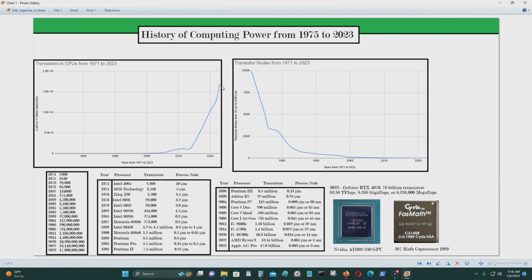And as you can see, this line went up exponentially. As the nodes begin to shrink, you had more powerful CPUs. And this graph is based on transistor nodes from 1971 to 2023. So in 1971, we had 10 micrometers, which is about 10,000 nanometers, and it shrank all the way to 3 nanometers in 2023. That's the most advanced node that we have now.